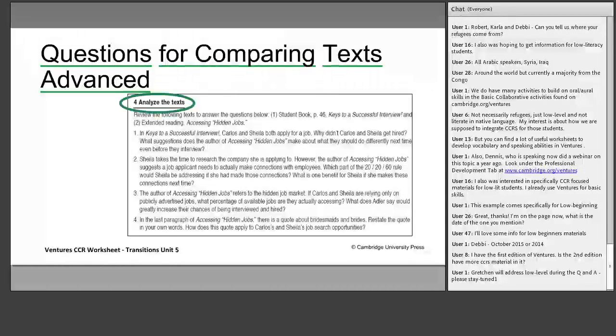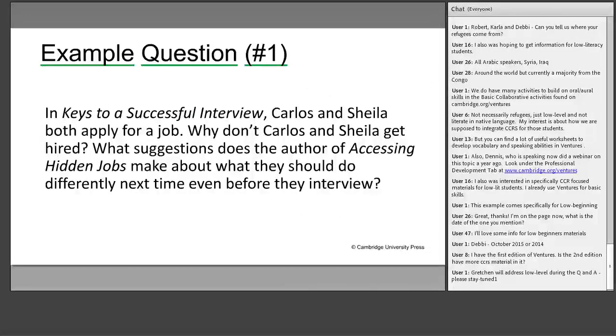Again, the section following the reading in the CCR worksheet is called Analyze the Texts. There are 4 questions here, and in the next slide I'll highlight one of them so you get a better idea. Here is the first question. In Keys to a Successful Interview, Carlos and Sheila both apply for a job. Why don't Carlos and Sheila get hired? What suggestions does the author of Accessing Hidden Jobs make about what they should do differently next time, even before they interview? You can see that this is quite an advanced question that asks students to synthesize a lot of information.